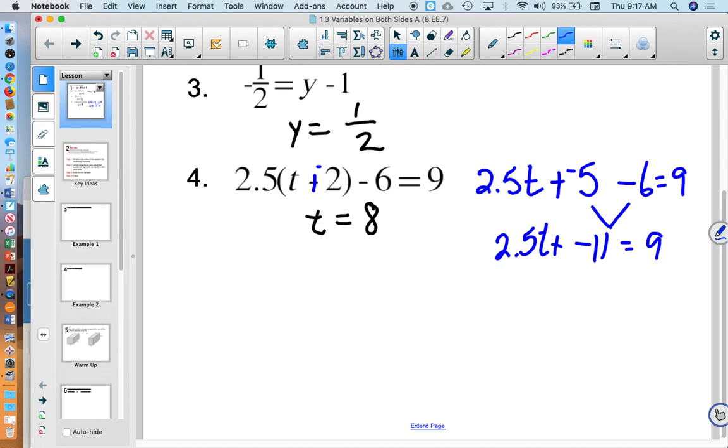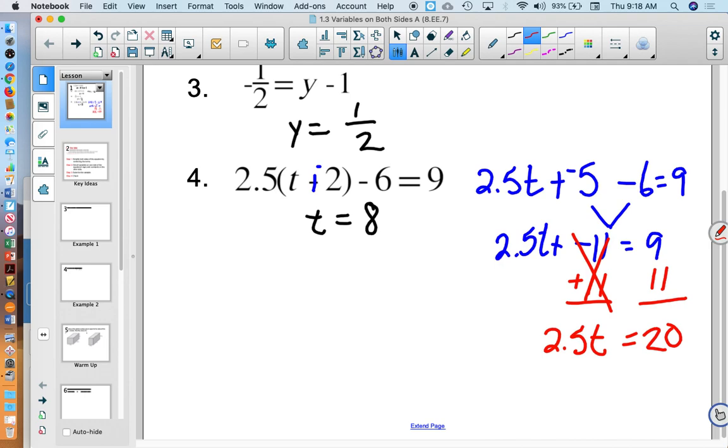And this is what I'm seeing is a problem. On the papers that I looked at that missed something, this is where it got them. So which one of these do I move first? Something that's attached to the variable or a constant? Which one, Caden? Move the constant first. Where this is plus a negative 11, to create that 0 pair, I'm going to add 11 to both sides. Okay, so now I have 2 5/10 t equals 20.